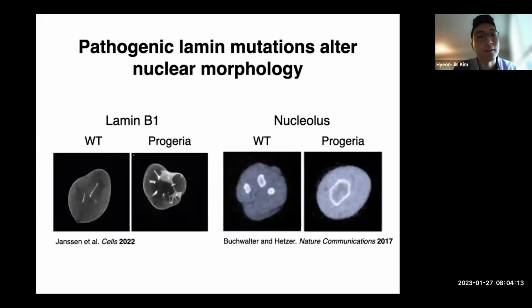And the other example is the pathogenic lamin mutations, where some mutations alter the nuclear morphology. In the slide, I have examples of progeria cells. So when you compare the lamin B1 staining and also the nucleolus of the wild type and the progeria cells, you can see that in progeria, there are some aberrations in the nuclear morphology, and also the nucleolus is enlarged in some of the progeria patients.